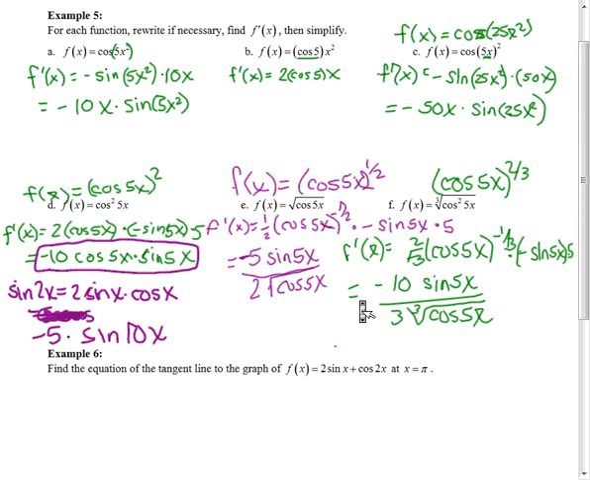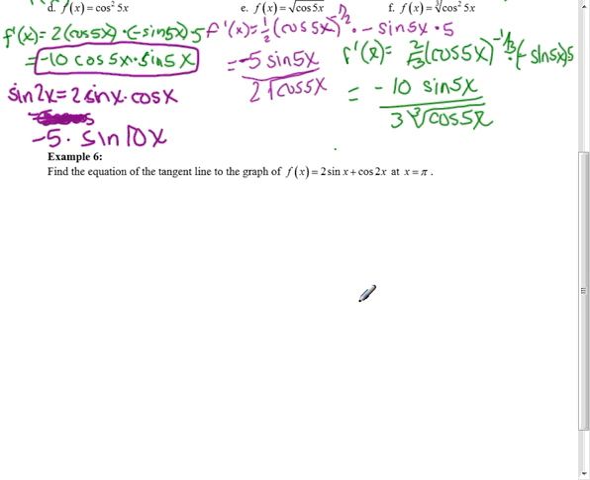Alright, I just have one more problem I want to go over today. Let's look at example 6. Find the equation of the tangent line. Tangent means derivative. Anytime we see tangent, we want to think derivative of this at x equals pi. Alright, so if we're looking for the equation of a line, we need two things. We need a slope and a point.